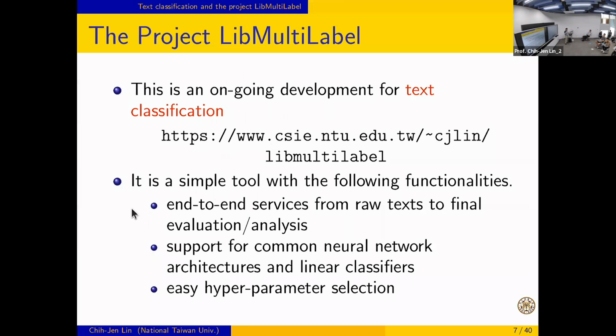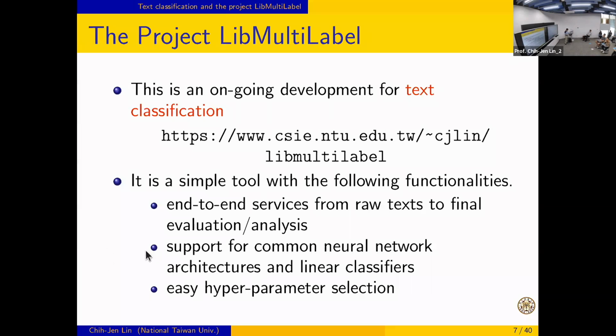First, we try to provide end-to-end services from raw text to final evaluation and analysis. This is important because now we want to be able to handle raw text. Some time ago, for many document classification works, they separated things into two stages. One is to convert raw text to numerical features, then call some machine learning solvers to do the learning job. But now, for a good tool, you need to provide an end-to-end service.